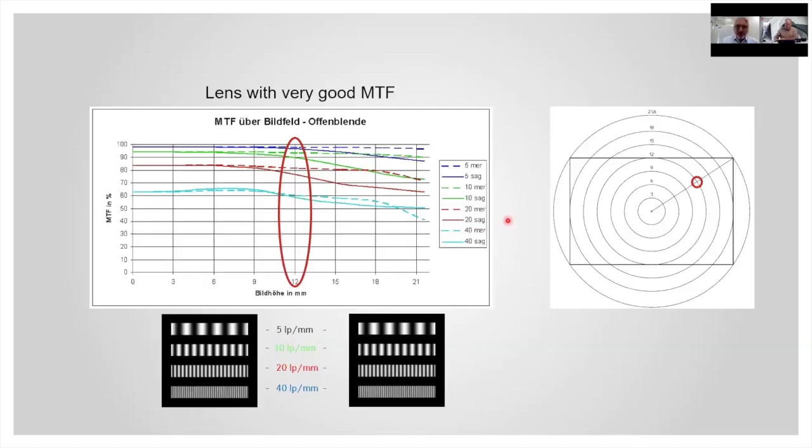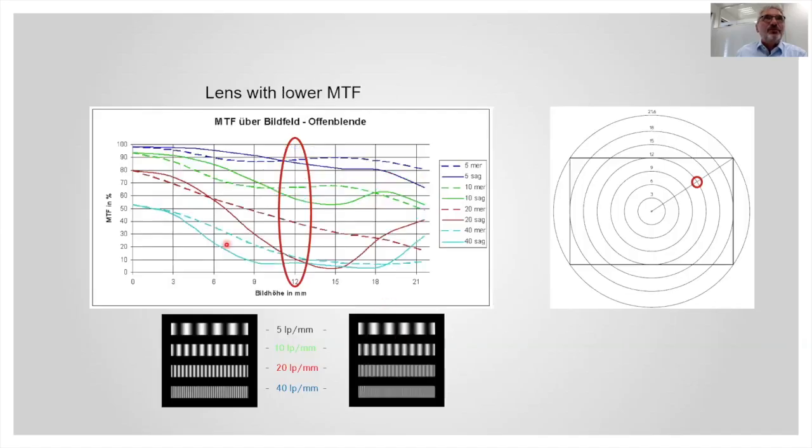Tricky one. So here we have a good lens with 40 line pairs better than 50%. Here is the original, and this is the MTF delivered by the lens. I hope you can see a difference. And this is a bad version here, a bad lens where image height 12 has a bad performance for the high frequencies, and here you see the result: nearly no resolution at that point.